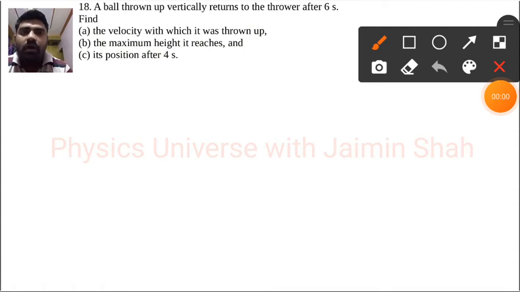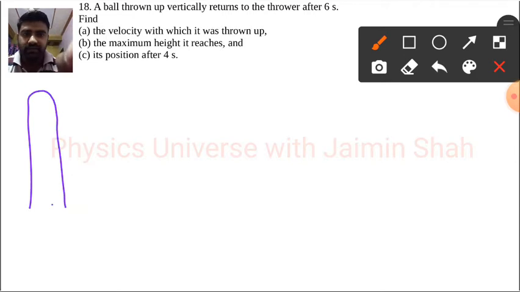Question is, a ball thrown up vertically returns to the thrower after 6 seconds. Here the ball is thrown vertically and returns. Total time it took is 6 seconds. We need to find the velocity with which it was thrown up. So velocity that we need to find, right?